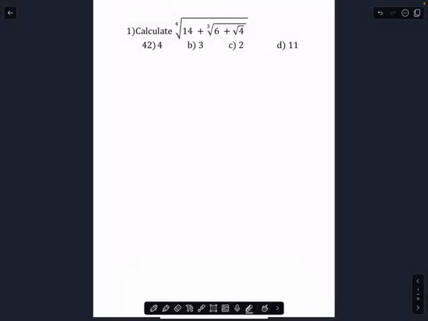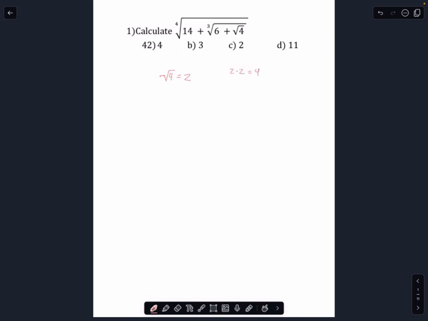Bismillah. For question number 1, we're given a radical expression, and it says to calculate the fourth root of 14 plus the cube root of 6 plus the square root of 4. Now, when you have equations like these, you have to start with the innermost and then work your way outwards. So the square root of 4, if you know, is equal to 2. It just means what number squared or what number multiplied by itself gets you 4. 2 multiplied by 2 gets you 4.